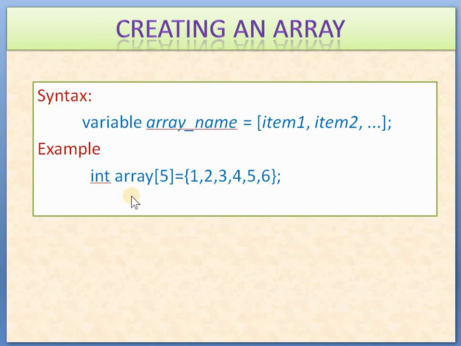Let's see the next. Here we have the int data type, then the array name, then size 5. We have already initialized the values or data elements in this array. This is the static declaration. So this is the creation of an array.